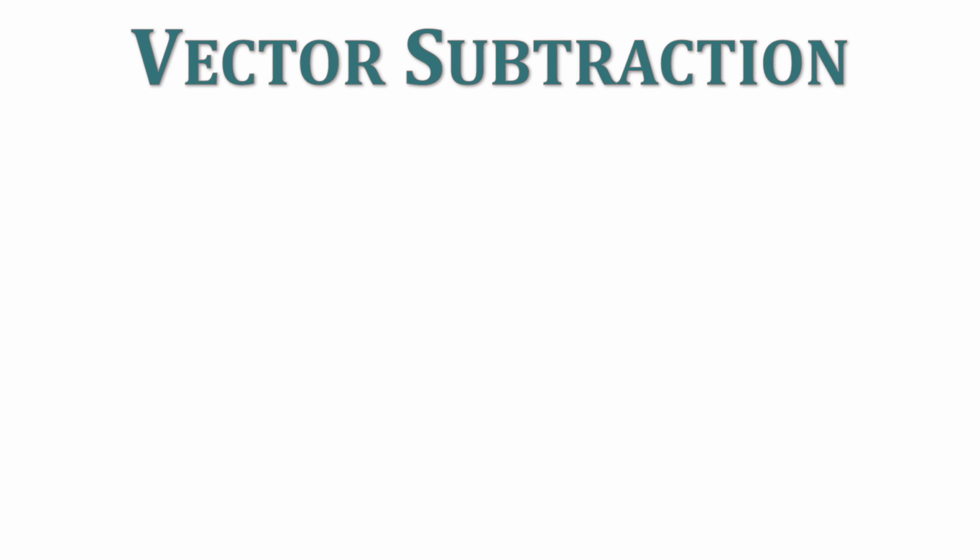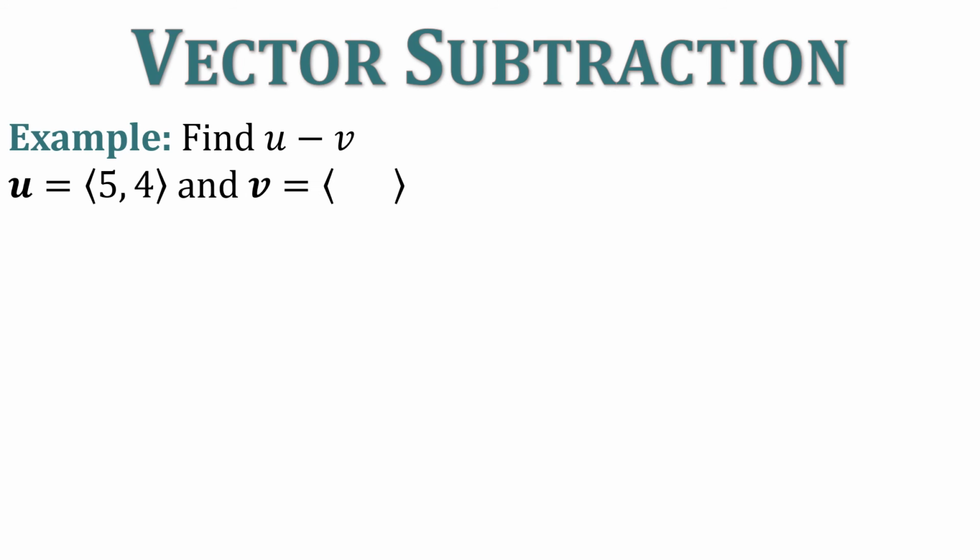All right, let's do one more example. This is going to be vector subtraction. We have u, which is <5, 4>, and v, which is <2, 6>. We're going to subtract them in the same manner that we added, meaning we're going to subtract corresponding spots. So 5 minus 2 is 3. Next, we are going to subtract 4 and 6. 4 minus 6 is going to produce a negative 2. So u minus v is now <3, -2>.